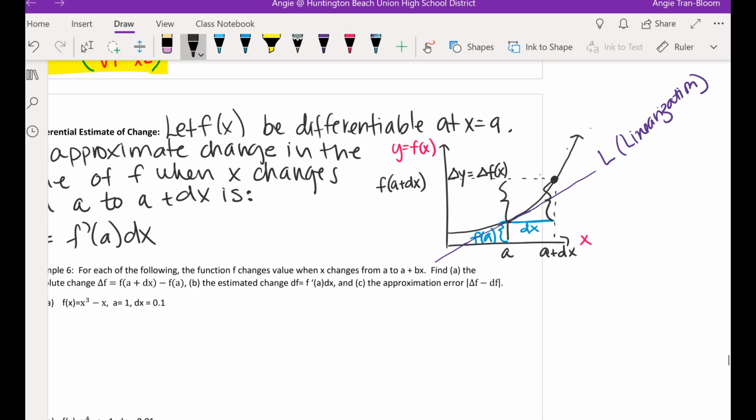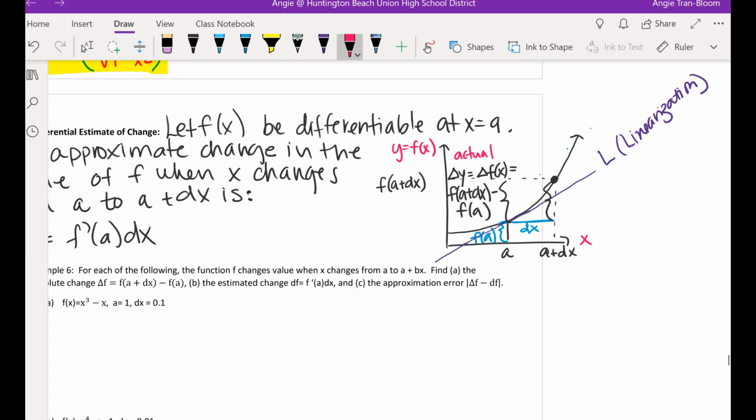Well, the change in y is y2 minus y1. Well, y2 is f of a plus dx minus f of a. This right here is the actual change of y, okay? Well, what is the approximation then? That's what this whole definition is really about. Well, then what is really the approximate change value of y?